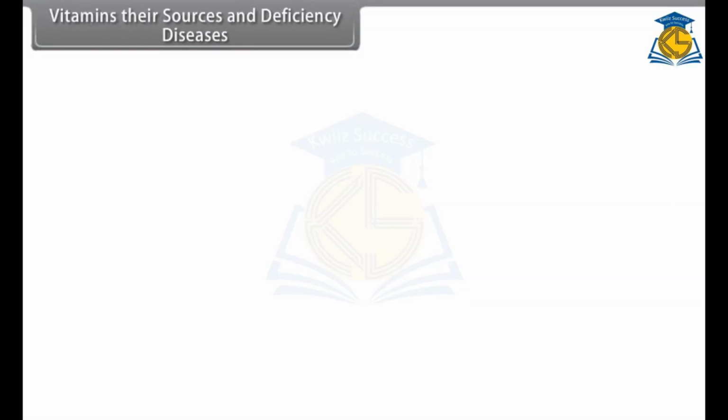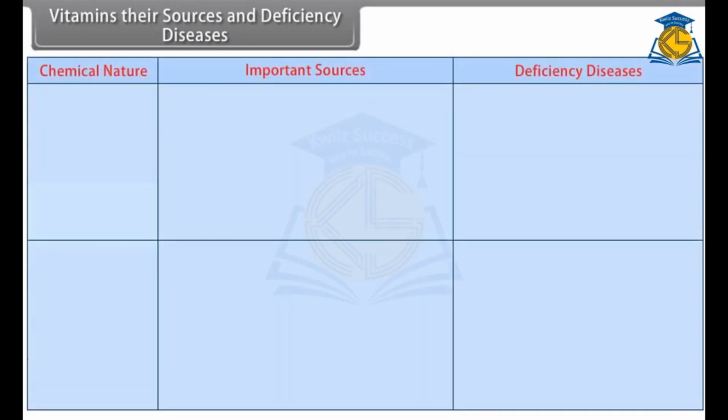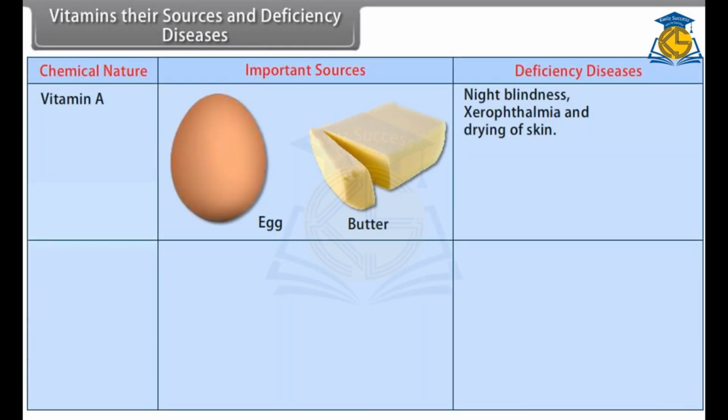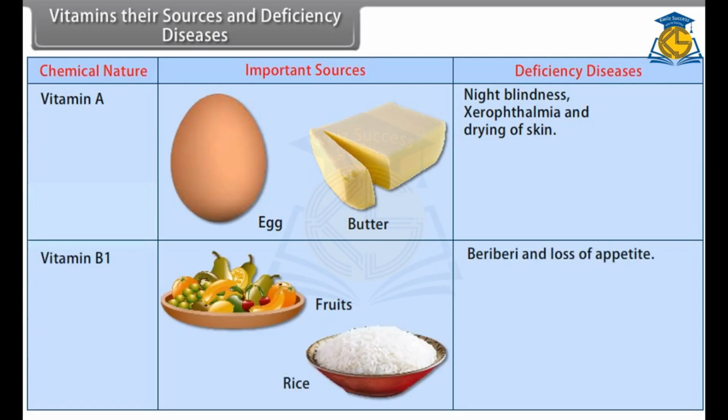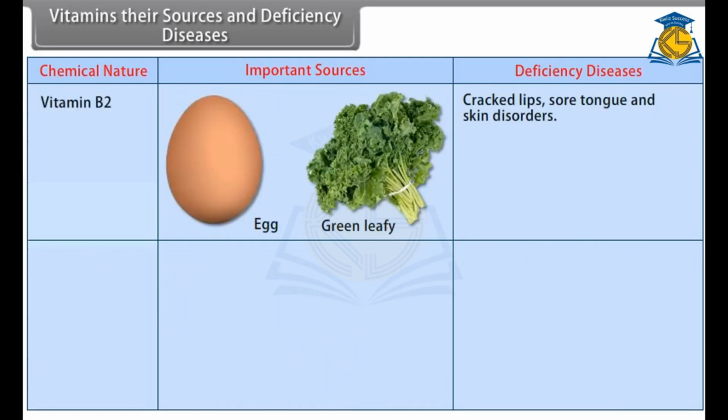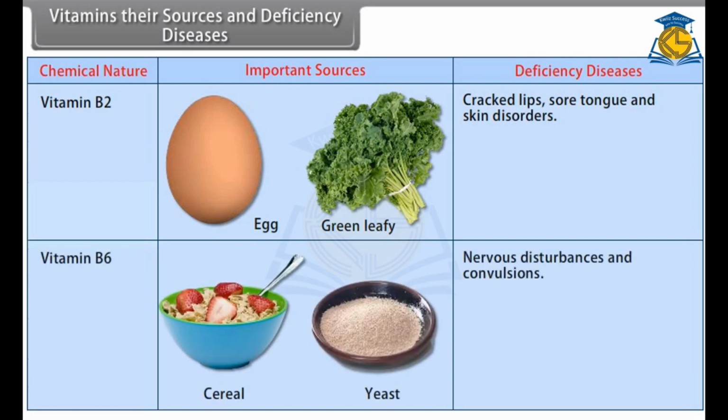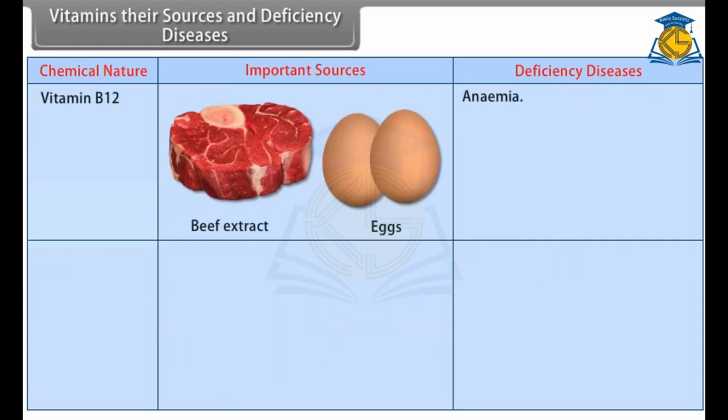Vitamins, their sources, and deficiency diseases. Vitamin A is soluble in oils and fats, but insoluble in water. It is essential for growth and vision. Vitamin B1 is soluble in water and destroyed by heat. Vitamin B2 is soluble in water. It is stable to heat and destroyed by light. Deficiency of vitamin B6 causes nervous disturbances and convulsions. Vitamin B12 is soluble in water and also contains cobalt. It is red crystalline in nature.